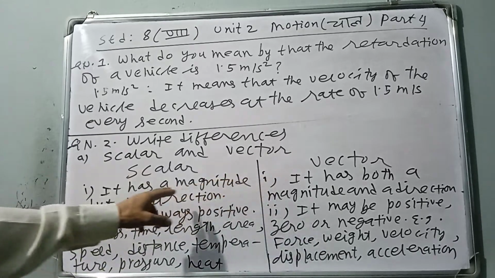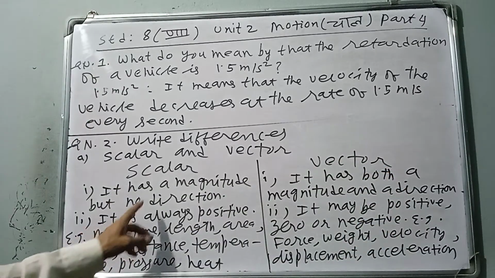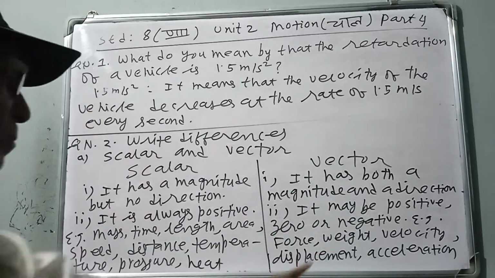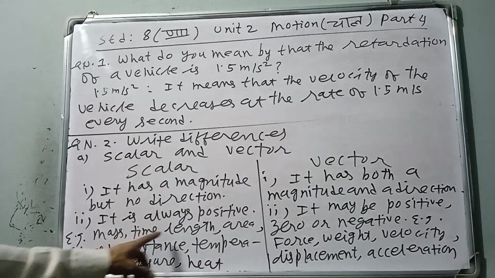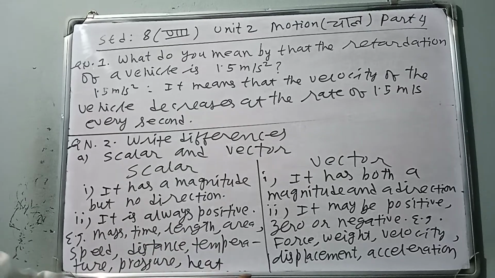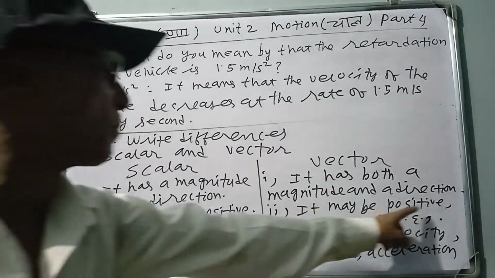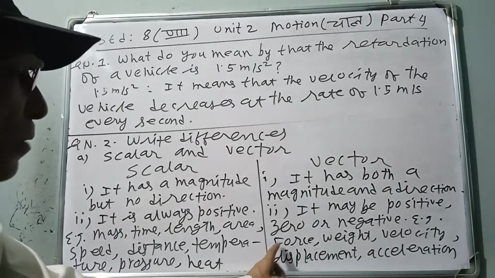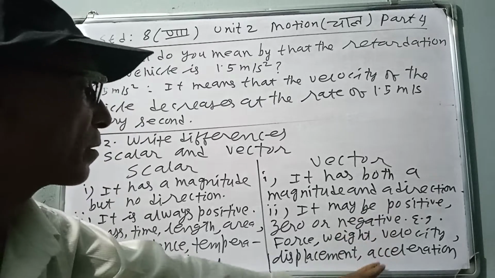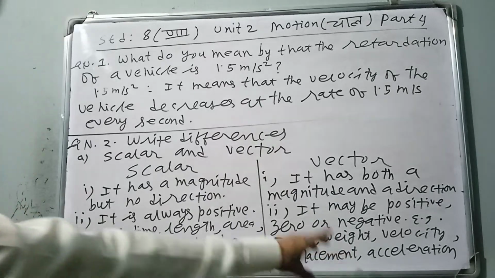A scalar quantity has a value but no direction. A vector has a value and a direction. A scalar is always positive, but a vector can be positive, negative or zero. Examples of scalar: mass, time, length, area, speed, distance, temperature, pressure, heat, work, energy, power, etc. Examples of vector: force, weight, velocity, displacement, acceleration or retardation, magnetic field intensity. That means it needs a certain direction.